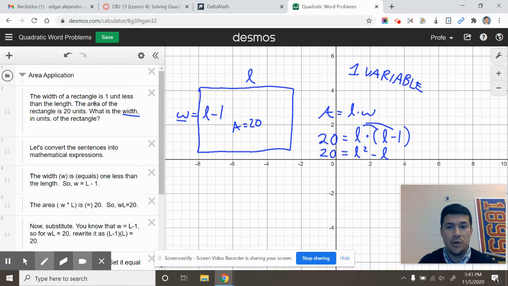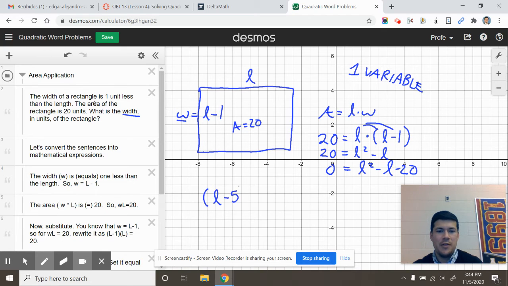And if I know a thing or two about quadratics, I know that I should set them equal to 0. So I'm going to take away 20 from both sides. So I have L squared minus L minus 20, which ends up being a very simple quadratic to factor. It will factor into L minus 5 times L plus 4. Set it equal to 0. Find the zeros. So L equals 5, that's one of my solutions. And L equals -4 is my other solution.